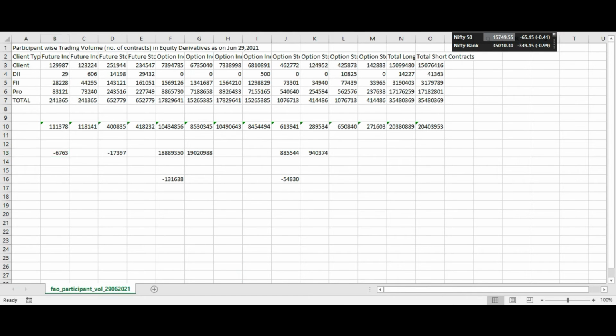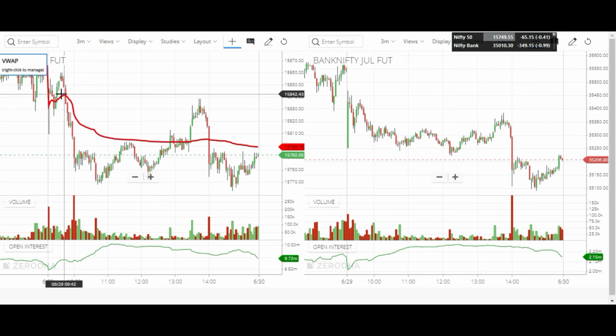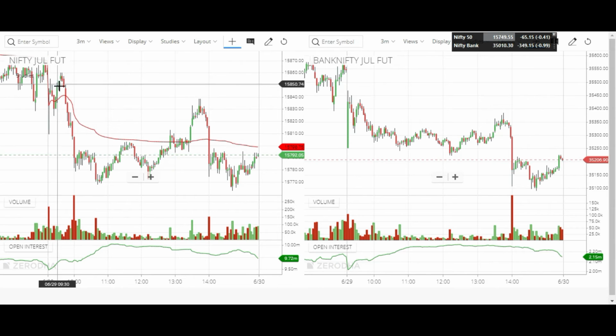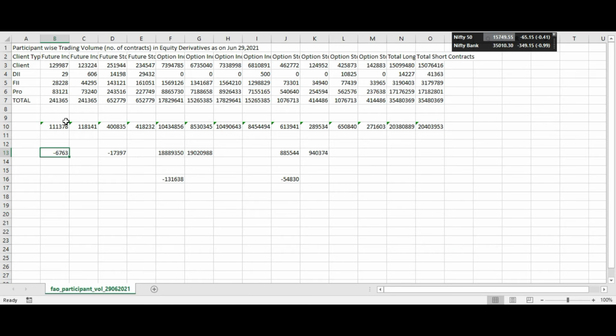Intraday activity, let's look at the charts. We are looking at a 3 minutes intraday chart of Nifty and bank nifty side by side, and we can understand that it has just taken a one side direction, right? It opened somewhere here and closed somewhere here. That means the market has gone negative, right? So even looking at the participant wise activity, we get to understand that the short side trades were dominant today.